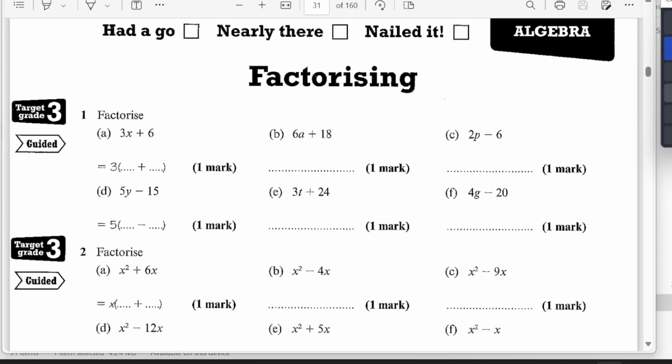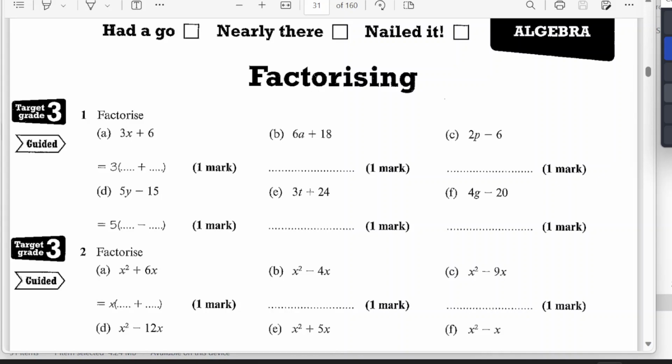Today we're looking at the Foundation Tier Revision Workbook from Edexcel, and we're doing their topic 29, or page 29, and that's their factorising, and it's factorising into a single bracket. So the key behind factorising is you're looking for a common factor of both parts of the expression.